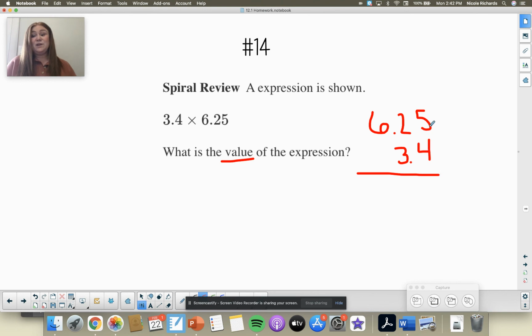And then I notice I have here, oh, I'm still in red. Sorry, trying to grab my blue. I have this 4 that's a decimal place. This 5 is a decimal place. And this 2 is a decimal place. So when I'm done, I need to move my decimal 1, 2, 3 times to the left to get my final answer.